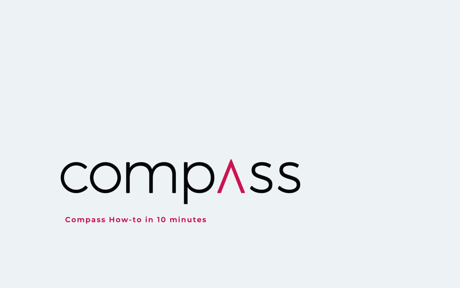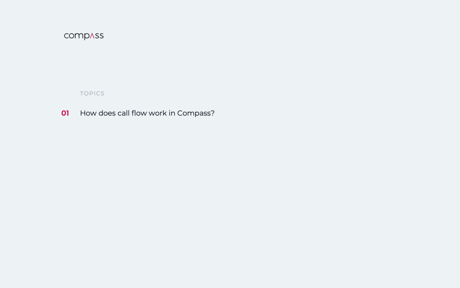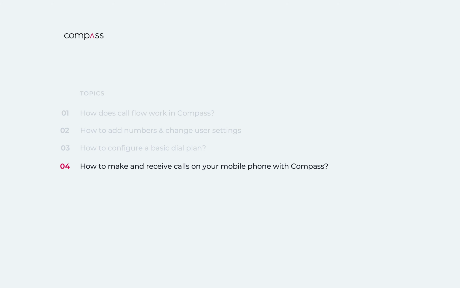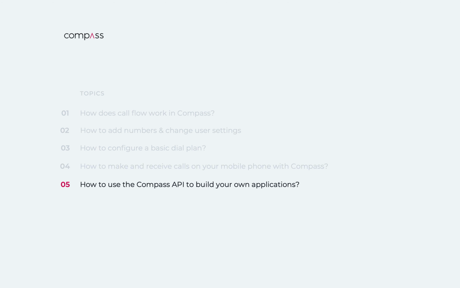In this video, you will very quickly learn the key things you need to know to get started with Compass. We're going to discuss 5 topics. How does a call flow work in Compass? How to add numbers and change basic user settings. How to configure a basic dial plan. How to make and receive calls on your mobile phone with Compass. How to use the Compass API to build your own applications.